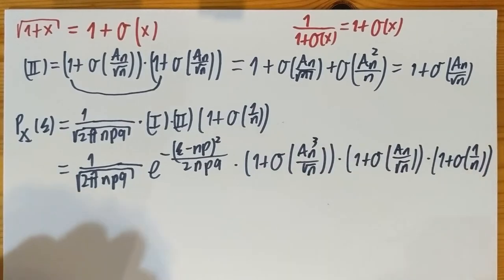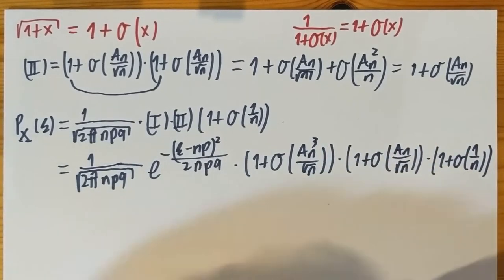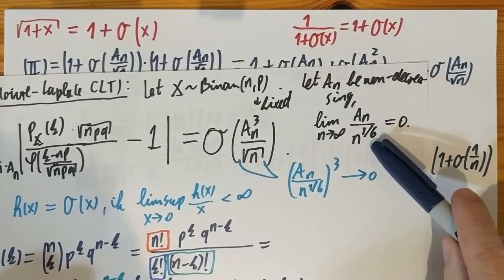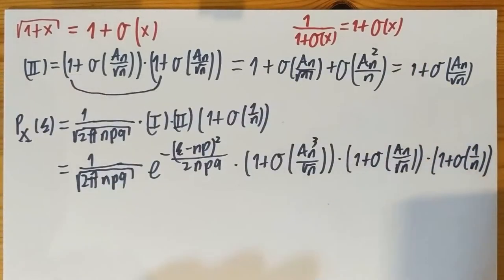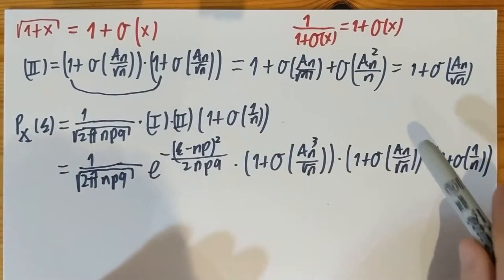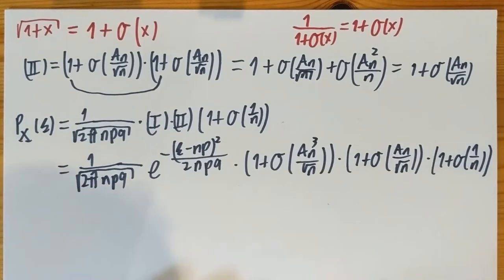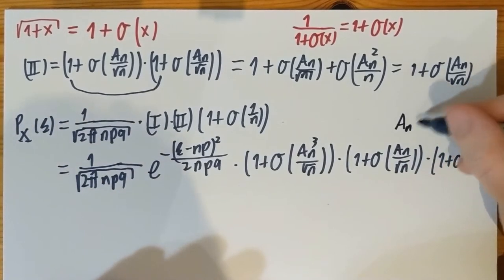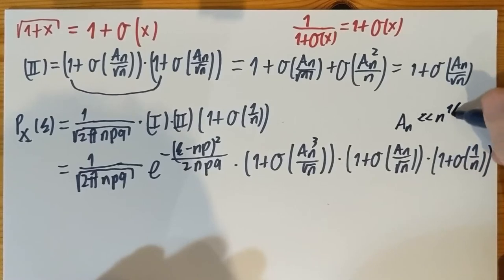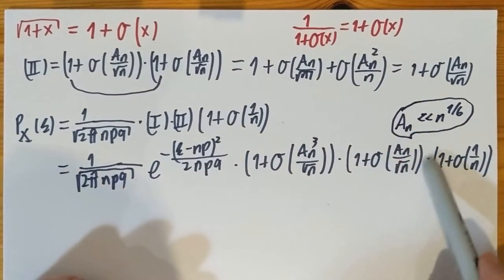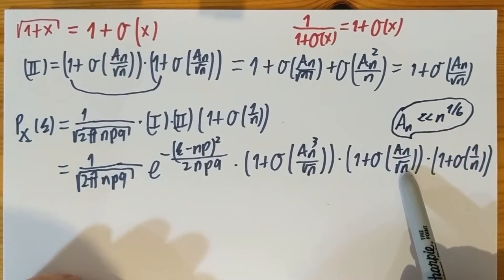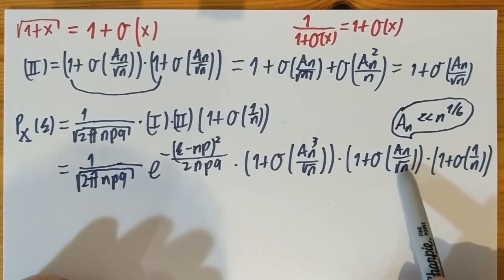terms come together here. Now, an cubed over root n goes to 0 because the assumption was that an over n to the 1/6 goes to 0, or cube that, an cubed over root n goes to 0. Okay, so this thing goes to 0, so this is small. An over root n is also small, and actually it's much smaller because an is smaller than n to the 1/6. An over n to the 1/6 went to 0. So this thing is smaller than n to the 1/6 over root n, which is really small. Okay, it's small.